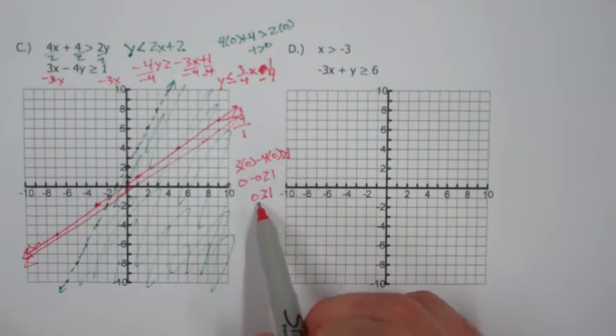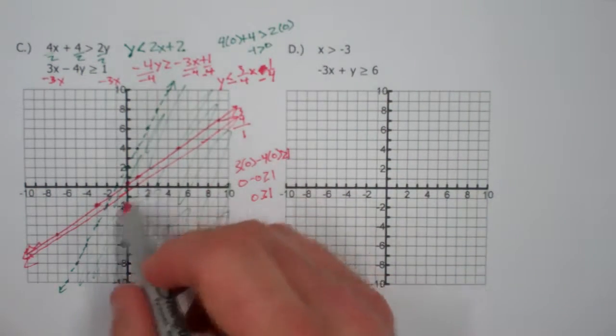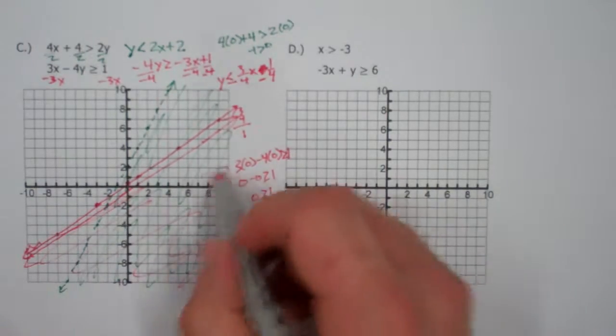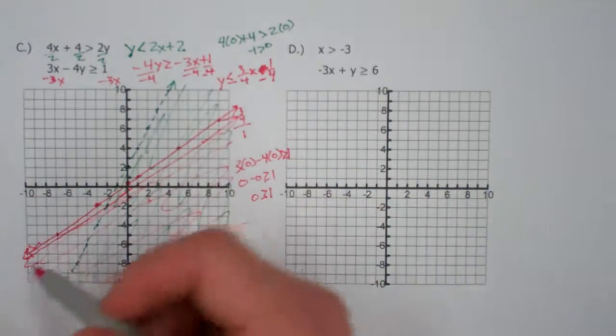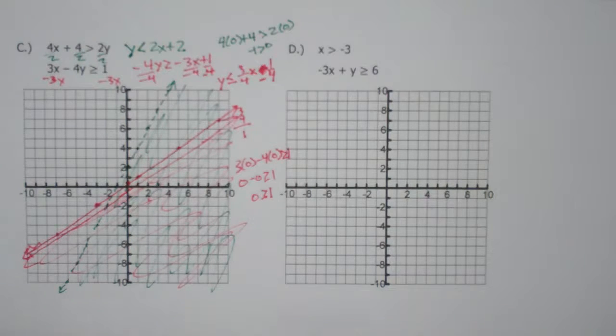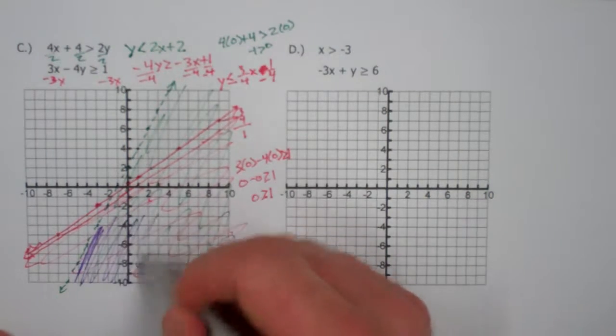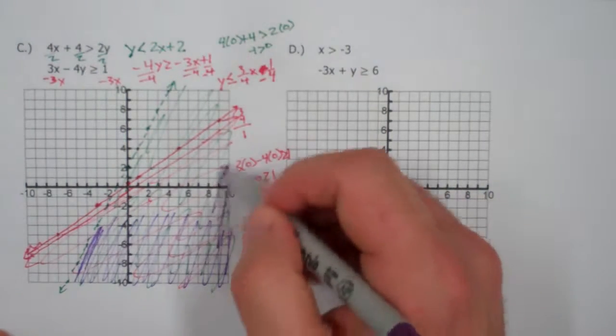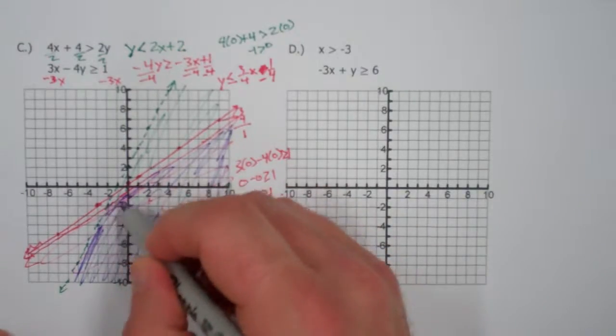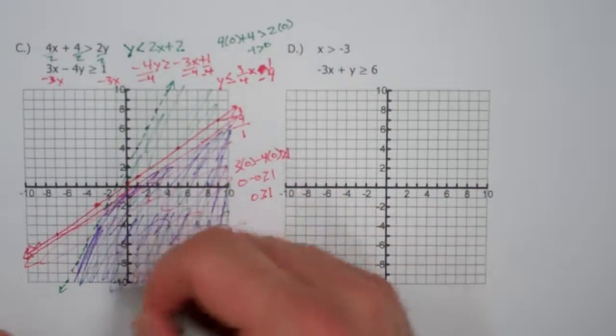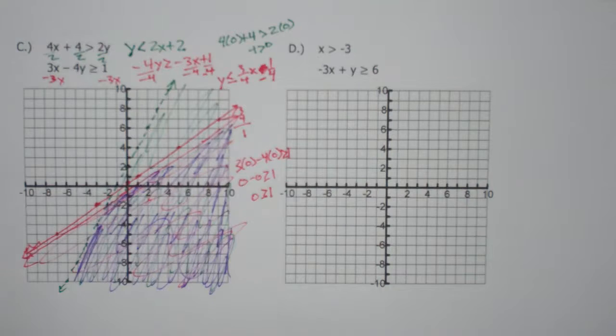Sorry. We've got 0 is greater than or equal to 1, which is false. So we're going to shade on this side down here. So it's this second red line here that is the actual line. Kind of a drawback of doing this in pen, I guess. So we'll just shade this in purple real good, and this is going to be our actual solution area down here. There we go. Let's see if I can do a better job on the next one.